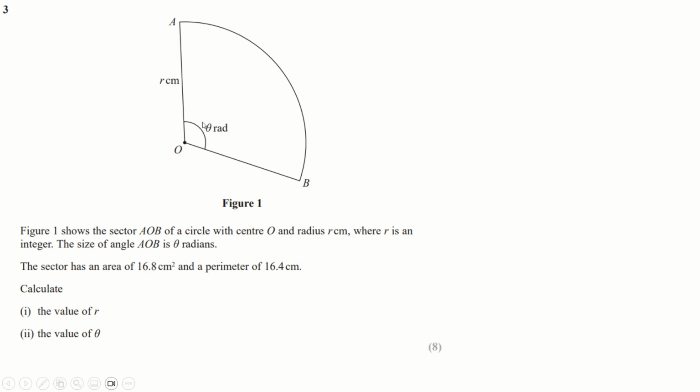The area of a sector in radians is r squared theta over 2, and the arc length is just r theta. So therefore 16.8 is r squared theta over 2, as I just said, and the perimeter is r theta, the arc length, plus this r here. So that's going to be r theta plus 2r. Okay, this I can solve.